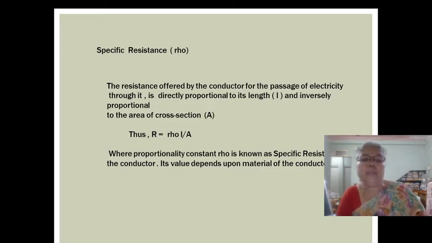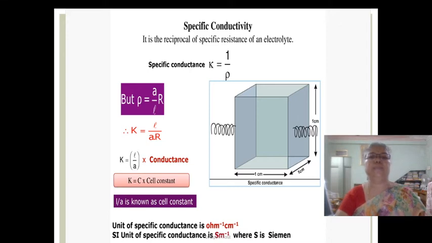When the length of the conductor is equal to 1 centimeter and the area of cross section is equal to 1 centimeter square, then the resistance of the conductor becomes equal to the specific resistance. This is the definition of specific resistance. Then the next term is specific conductivity.